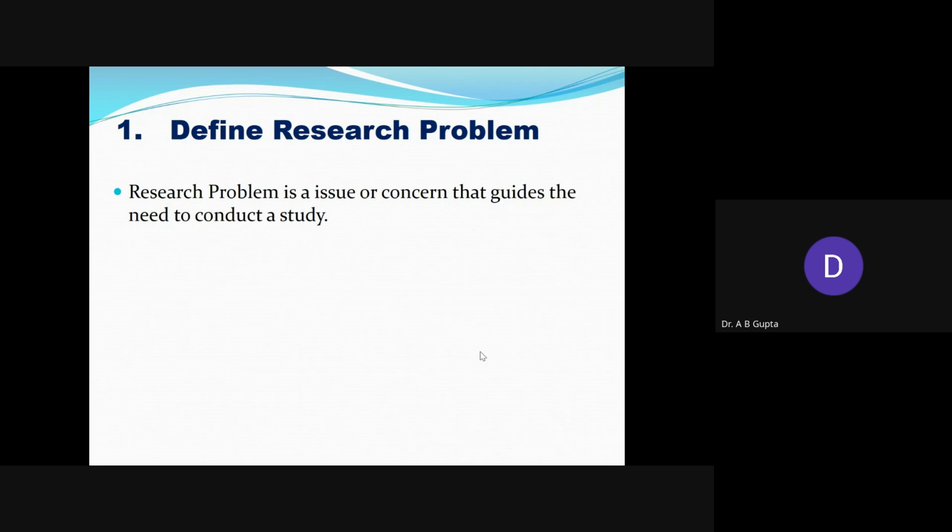define the research problem. Okay, so you can focus on any problem, or you can focus on anything which is of concern to you.